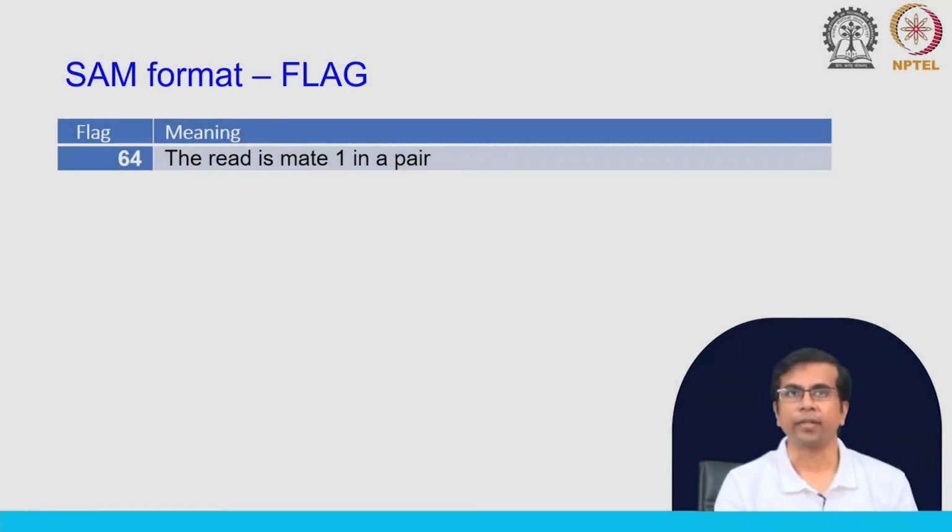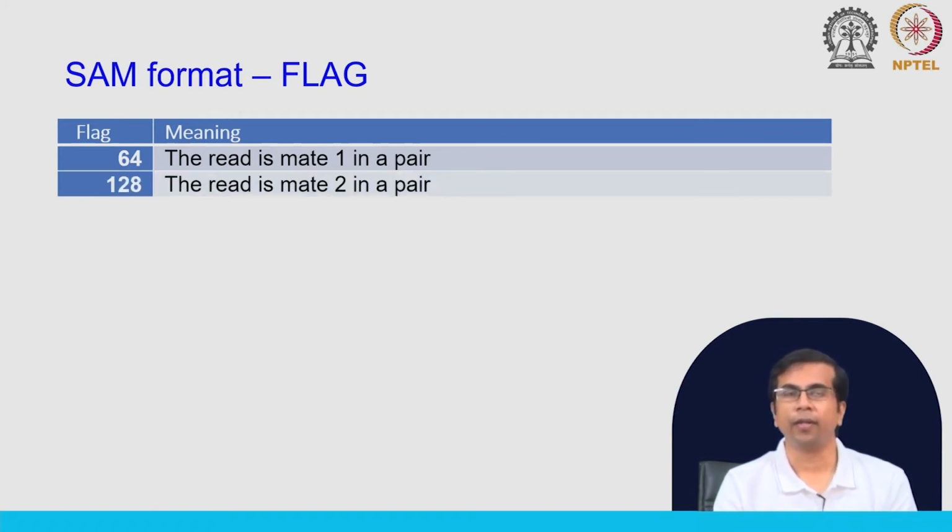Then we have flag 64, which means the read is mate 1 in a pair. So, it is giving us information about these mates, right. So, mate 1, mate 2. If we have flag 128, this means the read is mate 2 in a pair, right. So, we are dealing with paired end data, we will get these flags.